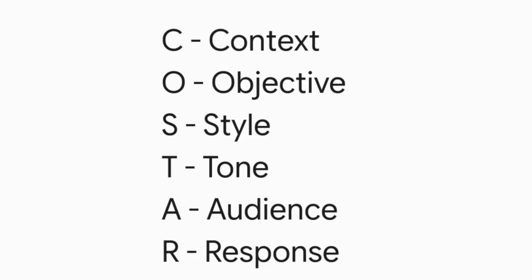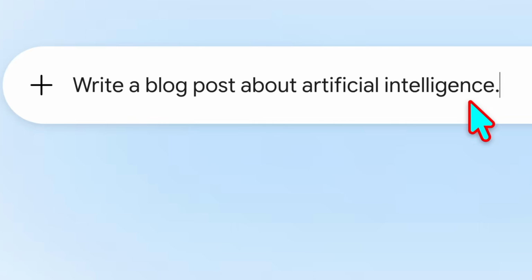In Costar, C stands for context, O stands for objective, S stands for style, T stands for tone, A stands for audience, R stands for response. But what these really mean? Let's understand using our older example of converting basic prompt into Costar prompt. Our basic prompt was, write a blog post about artificial intelligence, which didn't give us output we wanted.